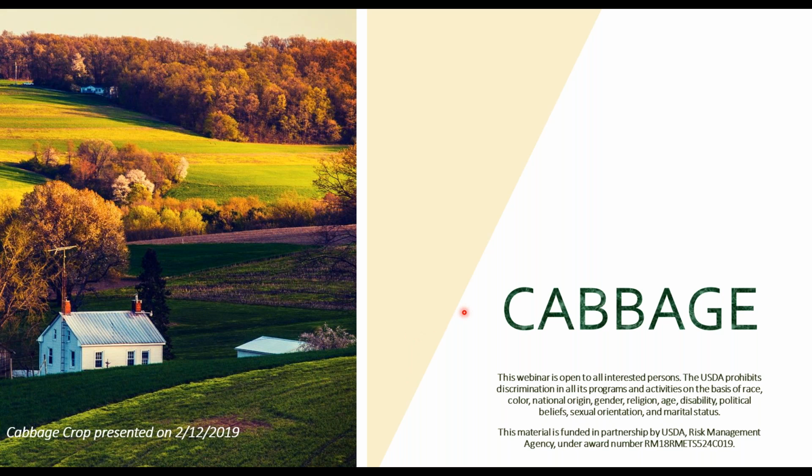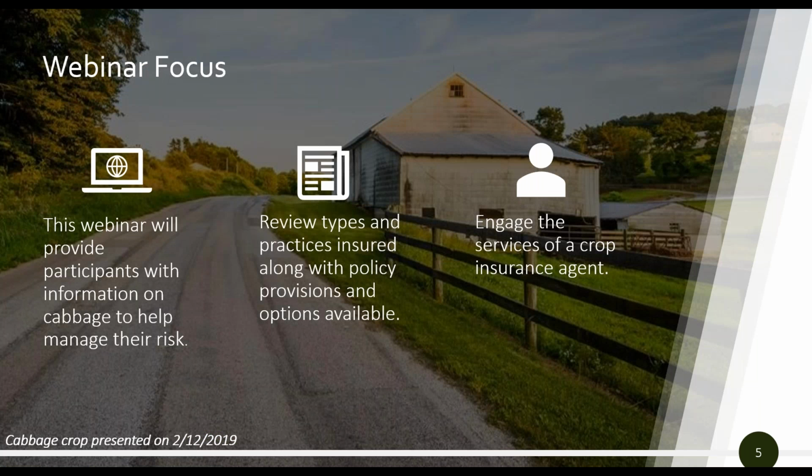As I said, this afternoon we are going to discuss cabbage. We're going to review some crop insurance basics such as structure, provisions, and forms before we dive into the cabbage crop and look at the primary plan of insurance, along with some key definitions. Also, we're going to discuss where cabbage is available, the types and practices insured, prices and options, also perils and rules if you have a loss, and of course, how to locate the services of a crop insurance agent.